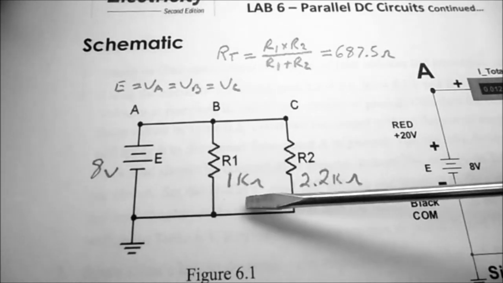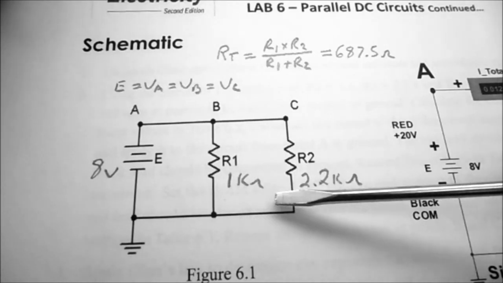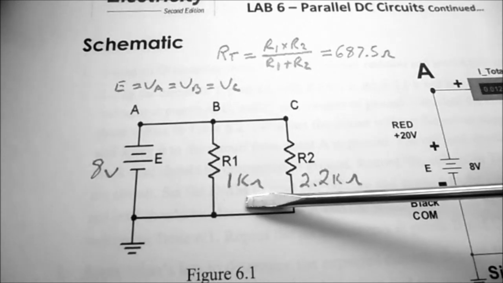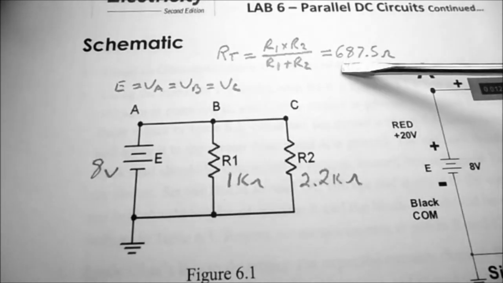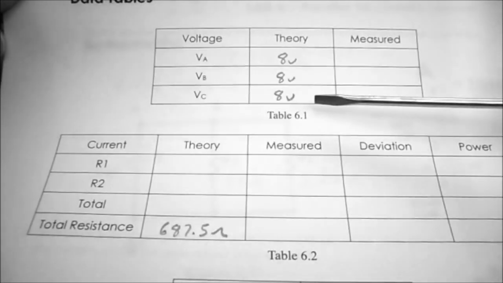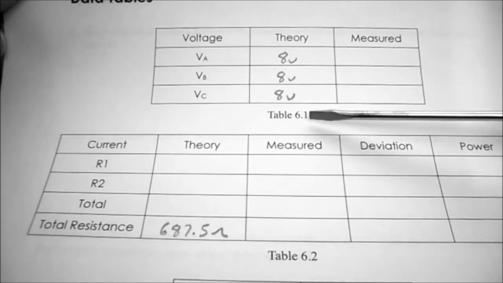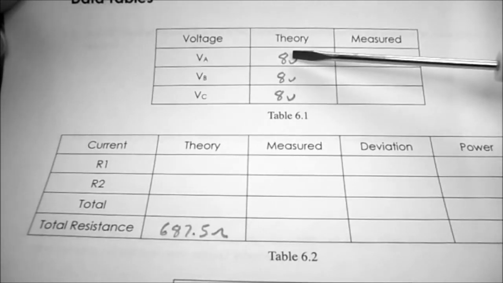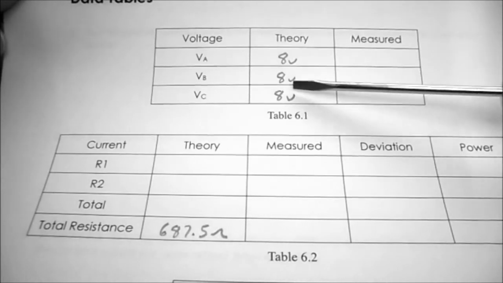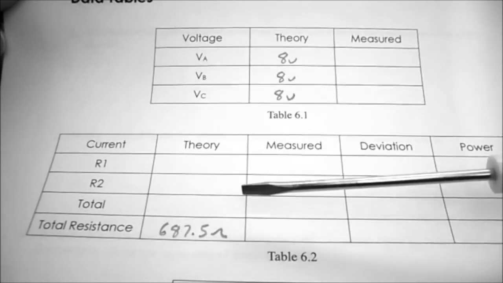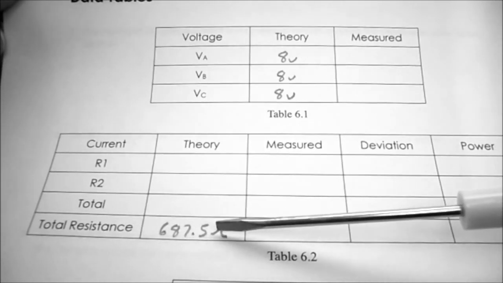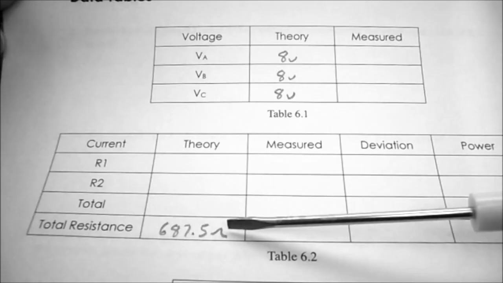So in this case, our smallest resistor is the 1K in parallel with the 2.2K, so the expected total resistance is less than 1K, and 687.5 ohms is less than 1K. So you can see in table 6.1, I've recorded my calculated voltages for VA, VB, and VC, all as 8 volts. And in table 6.2, I've recorded my total resistance as 687.5 ohms.